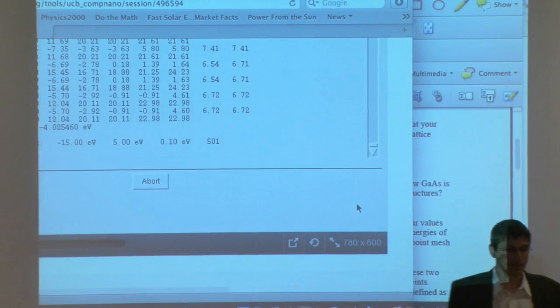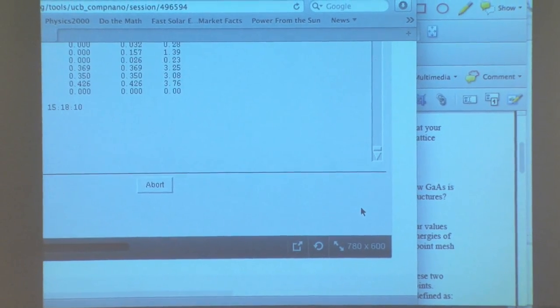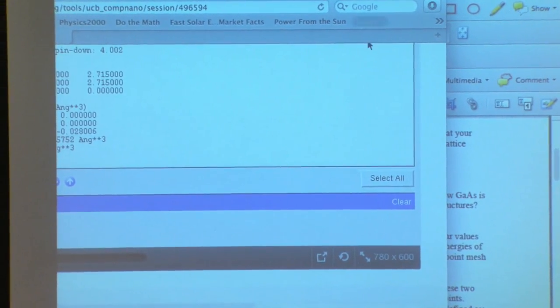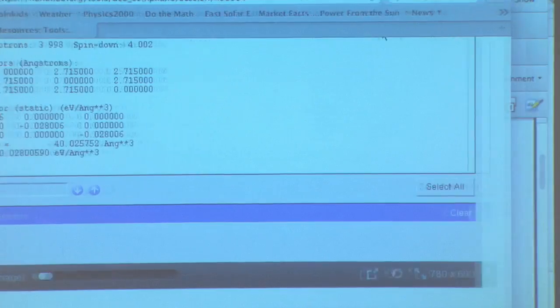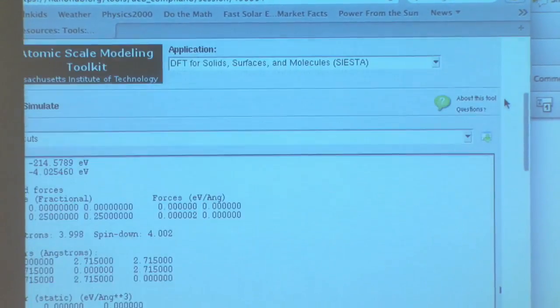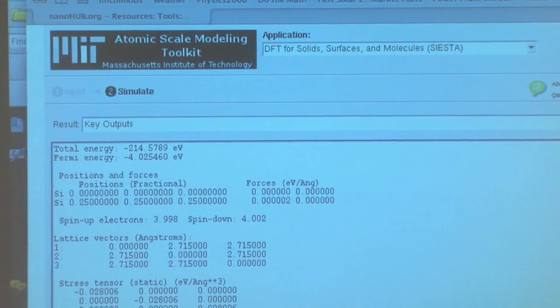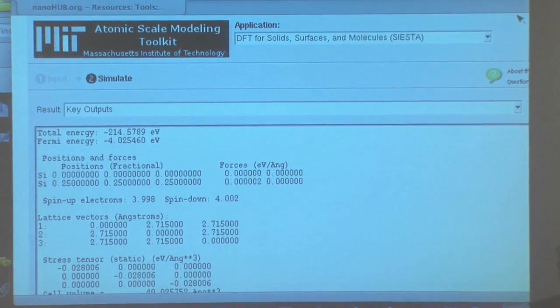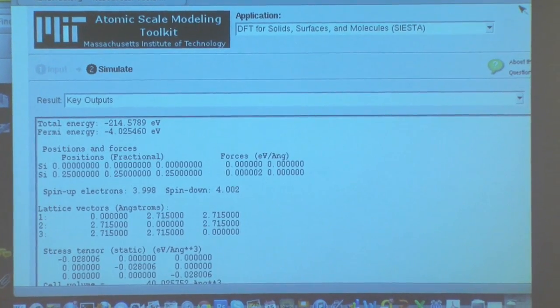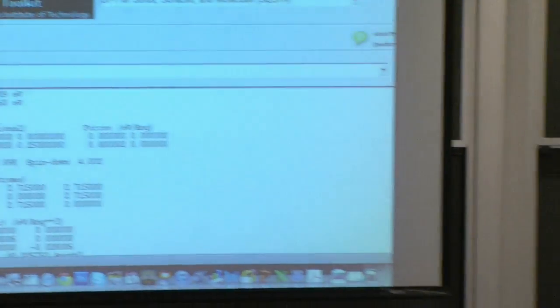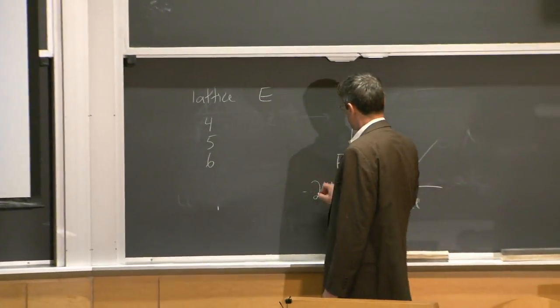So this is silicon, right? I did silicon, and I got a crystal, and I forgot to click to show me the structure, but it's this beautiful structure, okay? And in the output, it gave me 214.6 eV. So my energy here, let's just say that was the right lattice, is 214.6 eV.